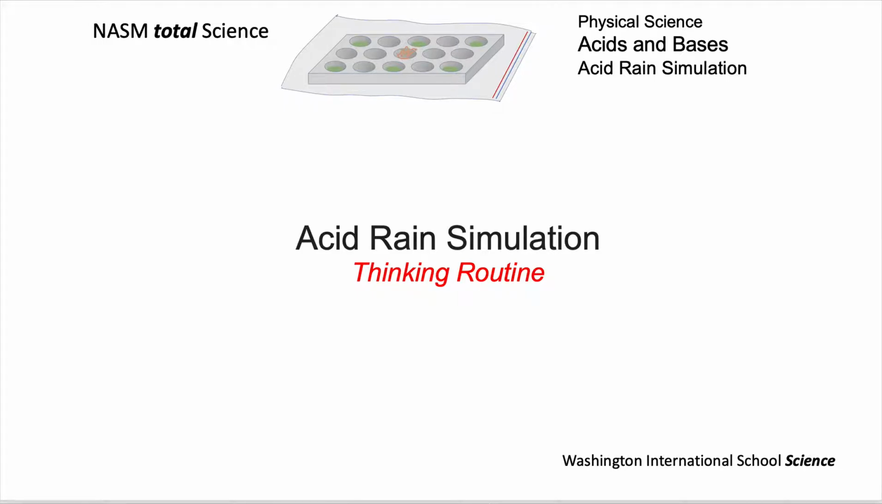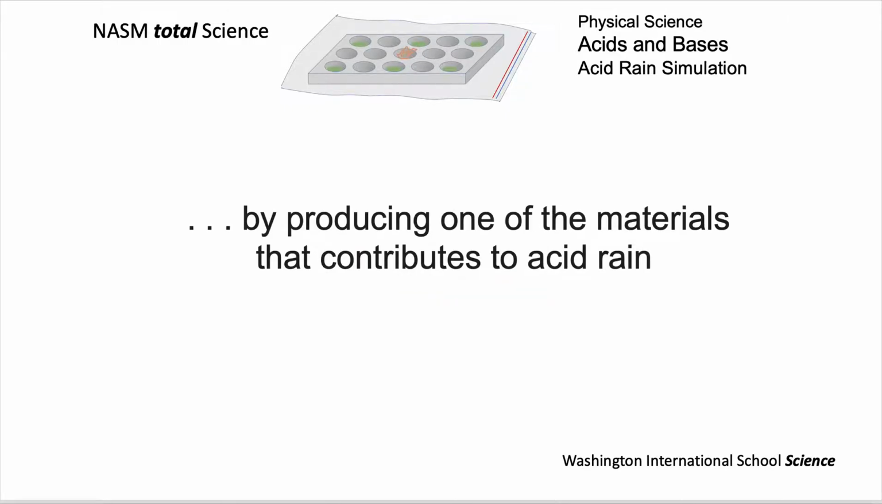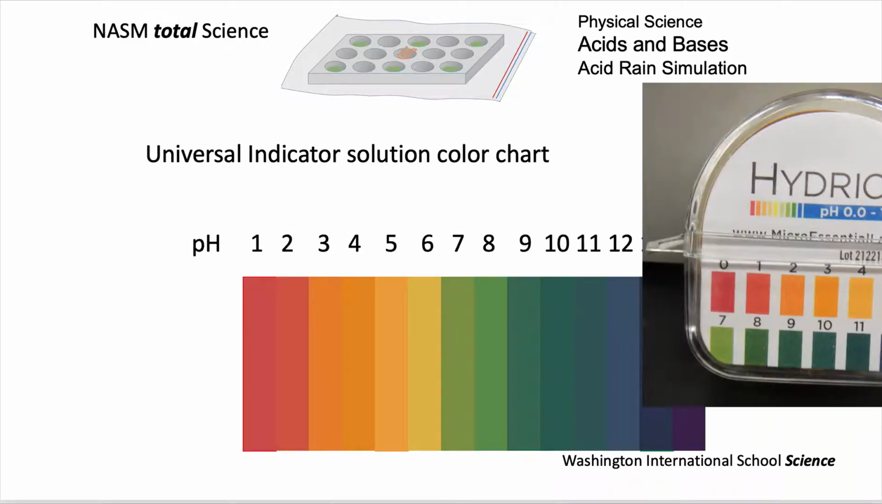Rain simulation in the lab. We're also going to use a thinking routine to help understanding, similar to that used by Project Zero, and you might like to look at some of the other Project Zero strategies. And we're going to produce one of the materials that contributes to acid rain in the lab. We're going to use a universal indicator to monitor the change in pH.